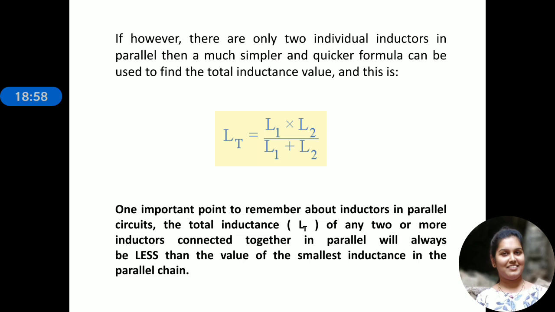In the previous video for series inductors, what I have told you is, for the series connected inductors, the total value or the total equivalent inductance will always be greater than the greatest inductor in the series circuit. The opposite we see for the inductors in parallel, that is the total inductance will be less than the smallest inductor in the parallel chain.